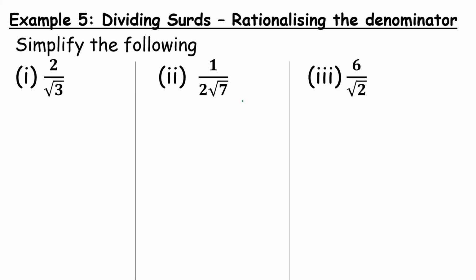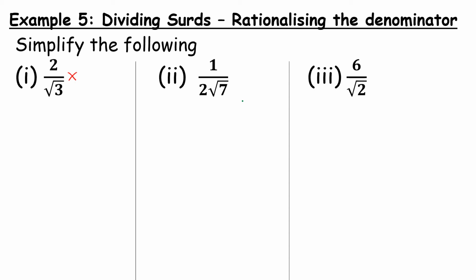So let's look at an example where we are dividing surds. Division is inbuilt in these fractions. So when I talk about dividing, it's because we're doing 2 divided by root 3. So we're going to simplify these, and by simplify, what they're really asking us is to rationalize the denominator. So our first one is 2 over root 3.